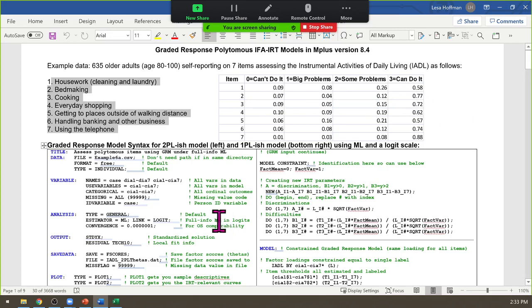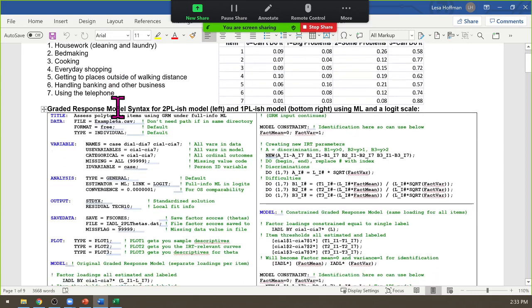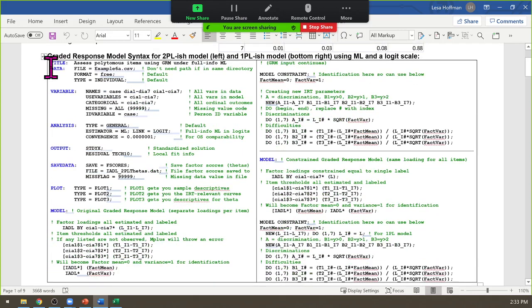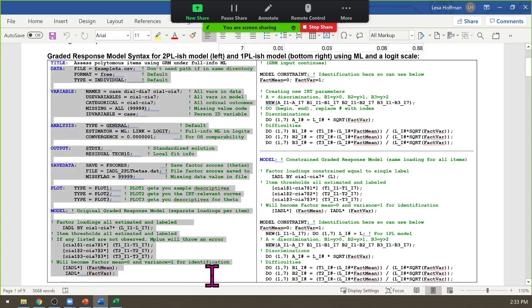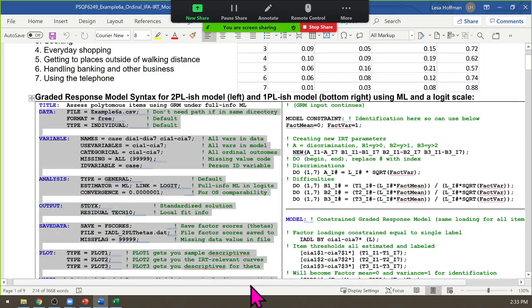So these are still 635 older adults, both men and women. We will get a chance to see to what extent the item parameters differ by gender in this sample later on, but for now we're lumping the men and women together. So here's the syntax on the left for the traditional graded response model. Let me blow this up a little bit so that we can see that a little better.